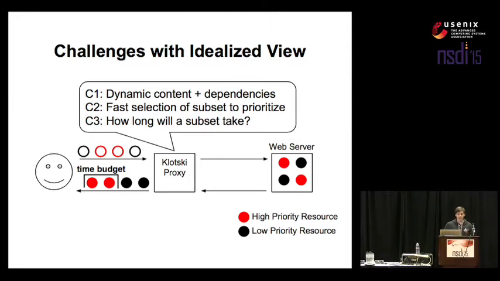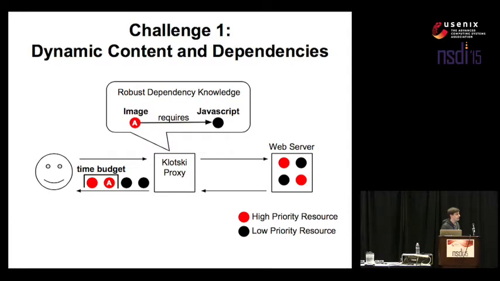Now, the first challenge is that content is dynamic in nature, that is, it changes over time and has certain loading dependencies. So I'll give an example of why Klotski needs to have this knowledge about the website. Let's say that there's an image on the website, and this image is loaded by a JavaScript. Now, prioritizing the image by itself is somewhat useless. We can give that image to the client as quickly as possible, but the client doesn't actually know what to do with that image until it gets the JavaScript. Thus, because there's this loading dependency between the image and the JavaScript, we actually have to know that we need to prioritize both and send them in a certain order.